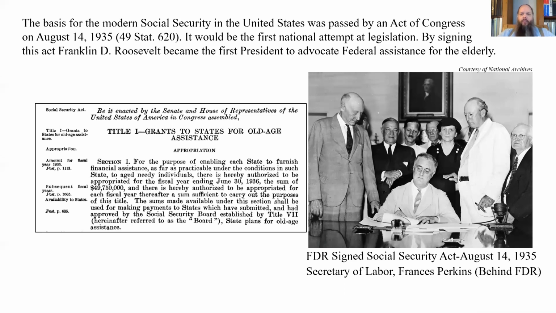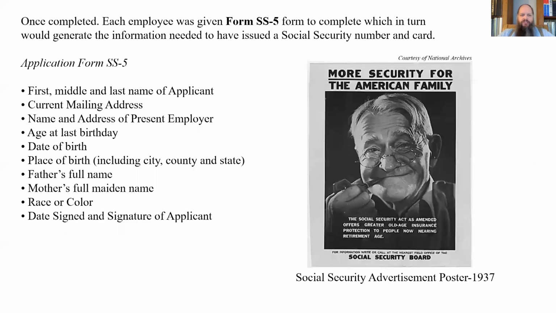Once we've established the fact that we understand the history of why this occurred and the record sets that it creates, we need to have an understanding next of these particular records and what they are and what they consist of and how they can help us as genealogists. Once employers received these forms, our ancestors were asked to fill them out. These forms were called the SS5 forms. This in turn would generate a unique Social Security number given to the recipient once they filled out the forms.